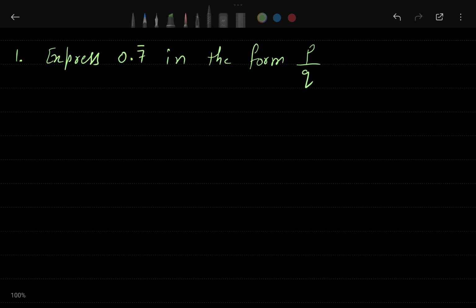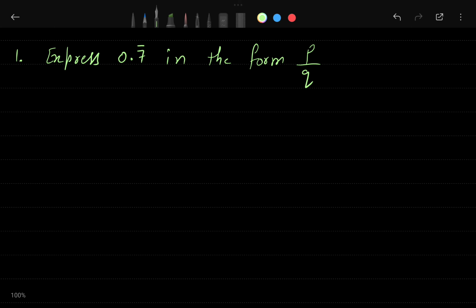Our first question, we need to express 0.7 bar in the p by q form. Okay, so let's see how to do it. The very first thing that you need to do is make sure whether this is a pure repeating or a mixed repeating number. So we know that there is only one digit after the decimal, that is 7, and 7 is being repeated, and this means that this is a pure repeating decimal number.